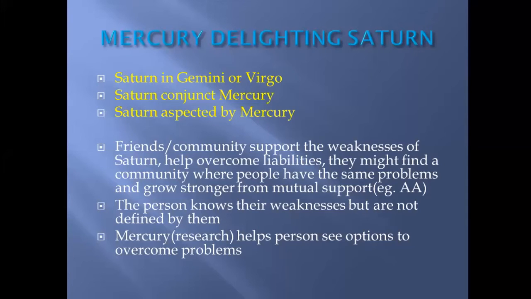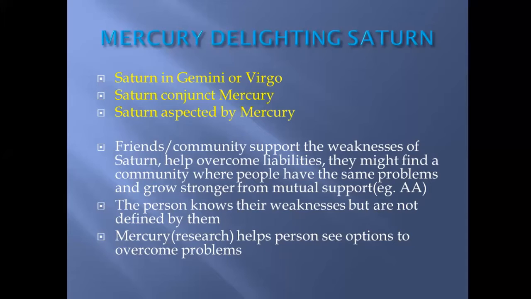Okay, our next Avashta is Mercury delighting Saturn. This takes place when Saturn is in Gemini or Virgo, Mercury signs, or when Saturn is conjunct Mercury, or when Saturn is aspected by Mercury. So in this case, friends or community will support their weaknesses, those weaknesses which will be represented by Saturn.